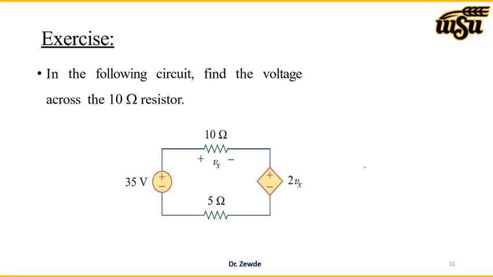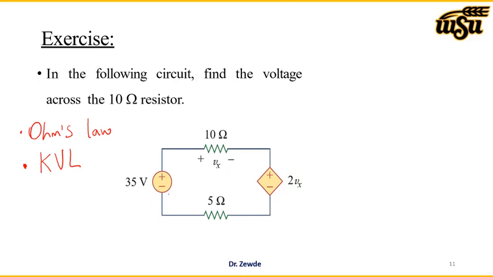So in this example, we are asked to find the voltage across the 10 ohm resistor. And to solve for that, we will use Ohm's law and Kirchhoff's voltage law. So we need two things. The first one, of course, is Ohm's law and the second is KVL. Now KVL says that the sum of the voltage in a closed path should be 0.